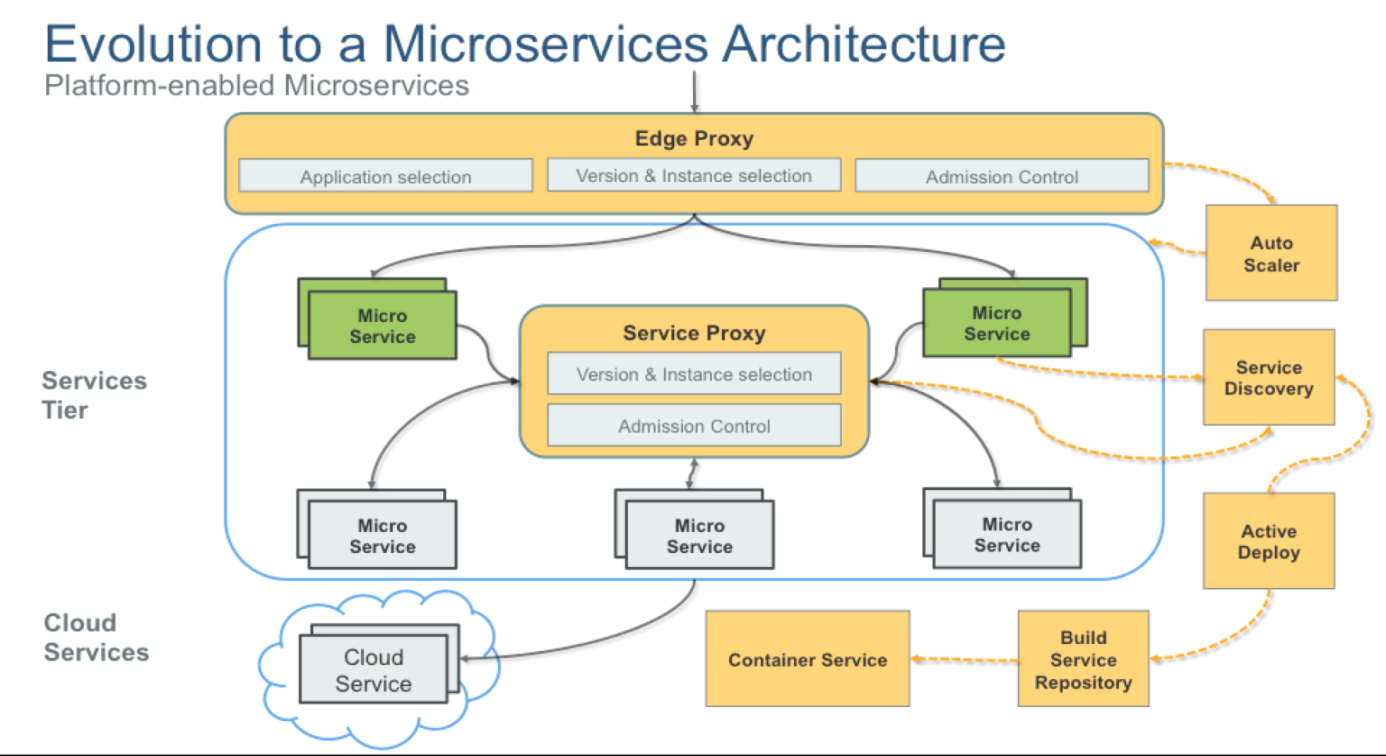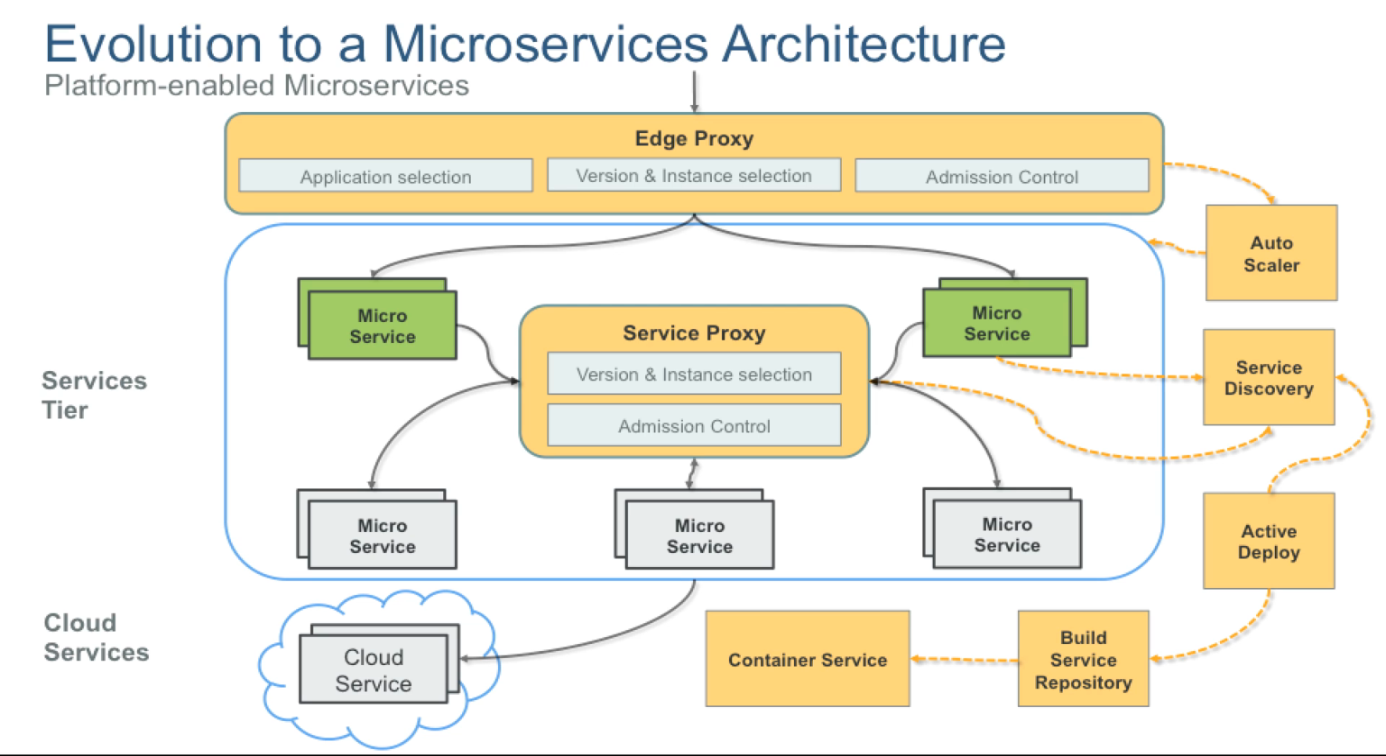So if we look at the evolution of a microservices architecture, you can see the various components that are used for a given application. Typically on the front you have some sort of an edge proxy or an API gateway in some cases. Some implementations call it the API gateway. And what this does is it provides an interface from public usage into the application. And then that's forwarded into individual microservices within the services tier.